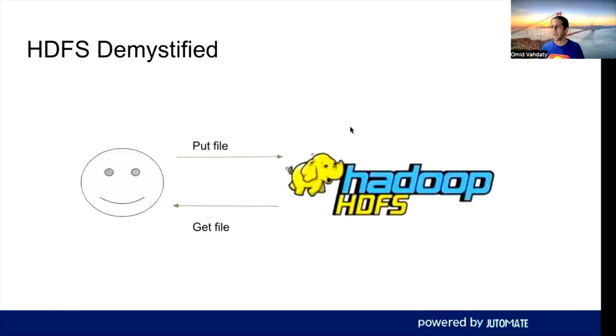So essentially, if I demystify it, simply put, a user can request a file or put a file into HDFS. It's a simple API request, get, put. And your application will either receive a file and save it to disk, or give you a file.